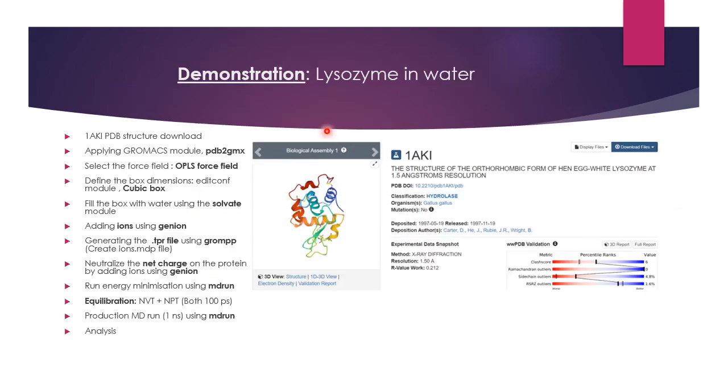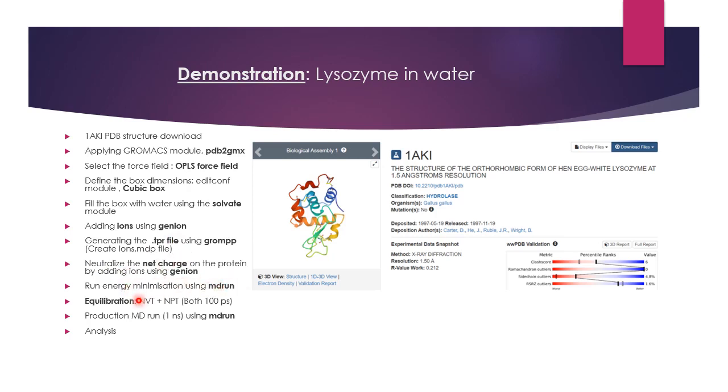So this is a demonstration of lysozyme in water. So these are the basic steps, and this one is the lysozyme. The PDB ID is 1AKI. So taking the PDB structure, then applying the GROMACS module pdb2gmx, then selecting the force field. So we take the cubic box with editconf, then we add water, then we add ions, and then we generate the TPR file.